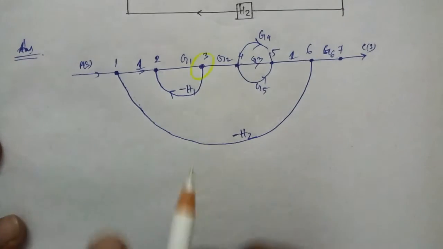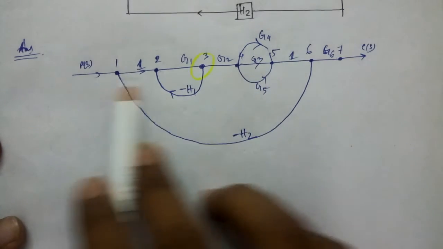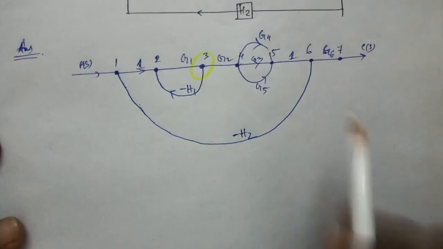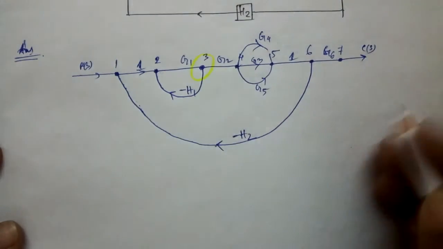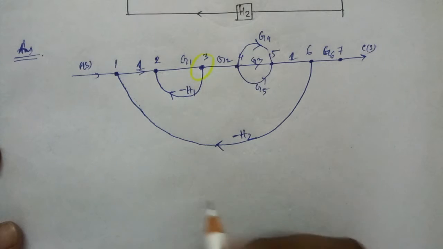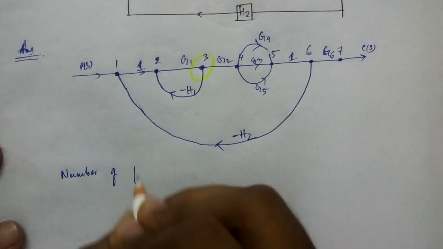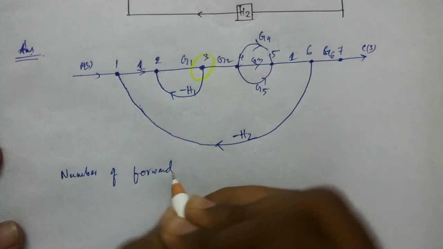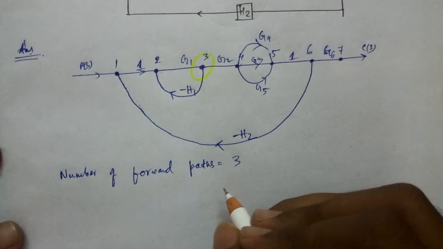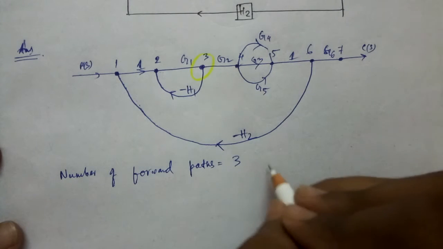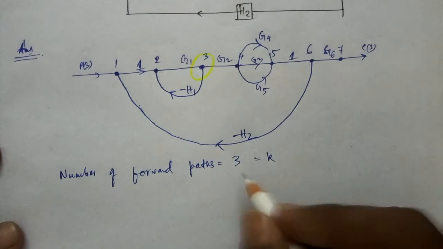Here the number of forward paths is actually 3: 1, 2 and 3, this way. As it is a feedback path, we can take them as forward paths. So here the number of forward paths is equal to 3, which means the k value in Mason's gain formula is 3.